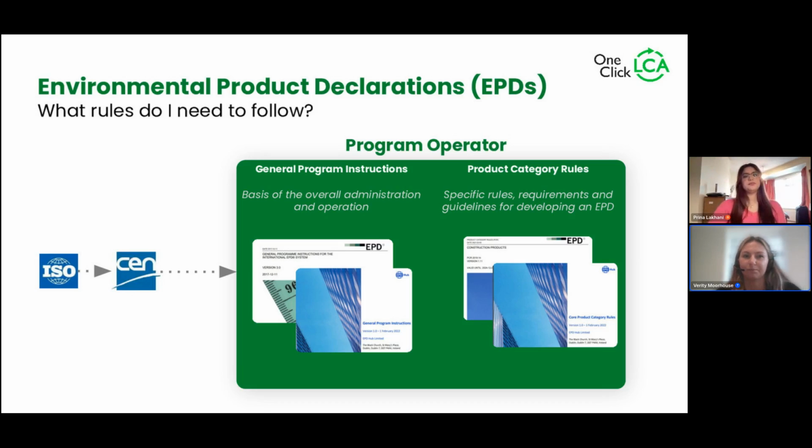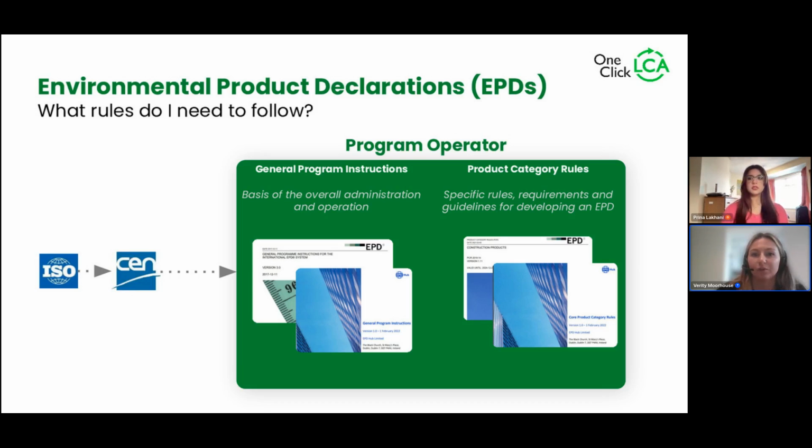So there's probably 50 plus program operators out there. It could be, for example, EPD Hub, who we work particularly closely with, or it could be the International EPD System, and there are lots of others as well. So there's 2 key documents that program operators create. So one is the general program instructions. So they're the basis of the overall administration and the operation of the program, such as the process for product category rules and EPD development, and then verification, the content, and then the format of the EPD as well.